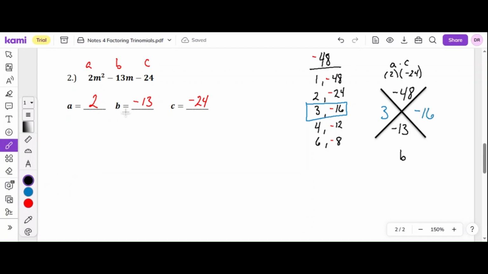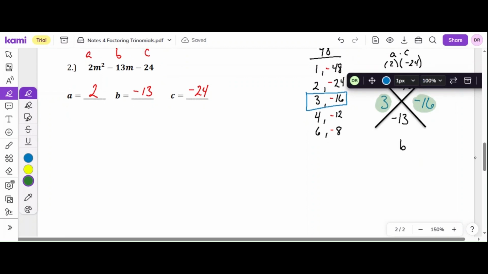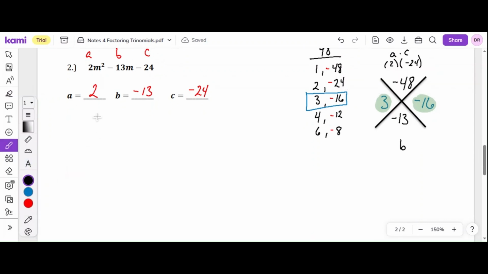All right. So now we've found these two numbers, which can take some work, everybody. Don't feel bad if it takes you a little while. Now we found the two numbers we need. They multiply to the negative 48 and they add to the negative 13. We go back to the beginning, rewriting. We have 2m squared minus 13m minus 24.